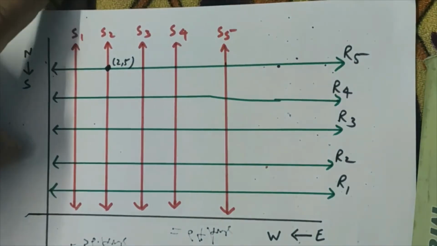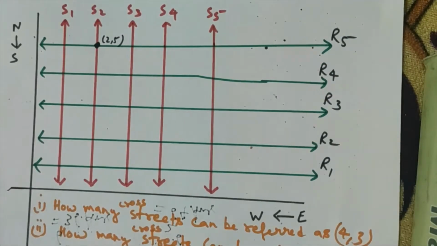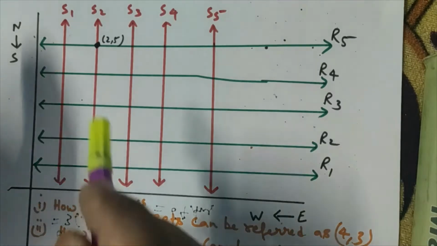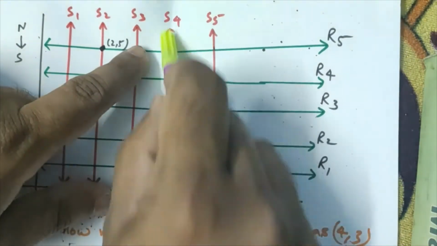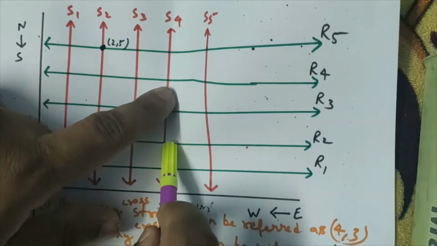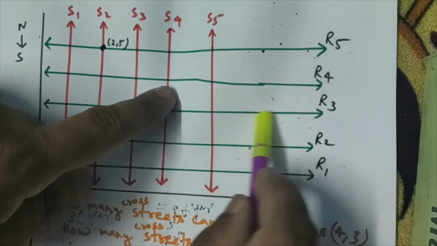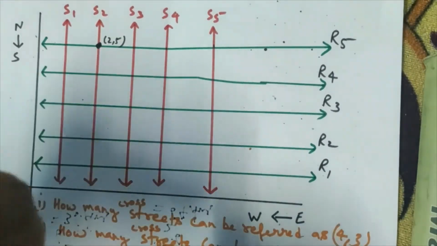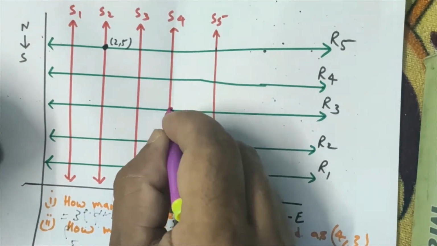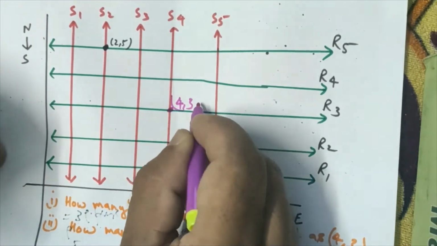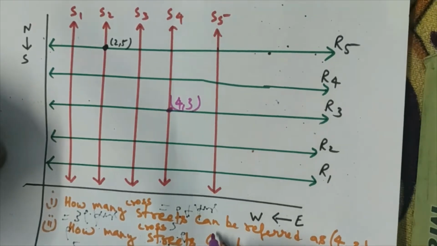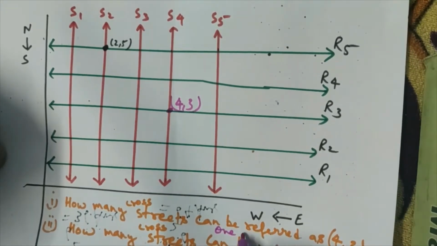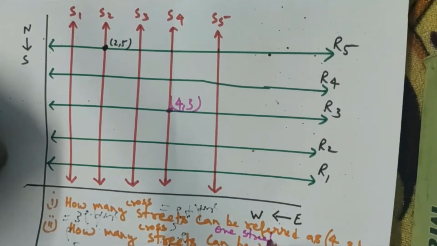Got it? So in the first part, it is being asked how many cross streets can be referred to as 4 comma 3. So 4, that is the fourth street, the red one, and comma 3, the third, the green one. So this is 4 comma 3. Only one street can be referred to.